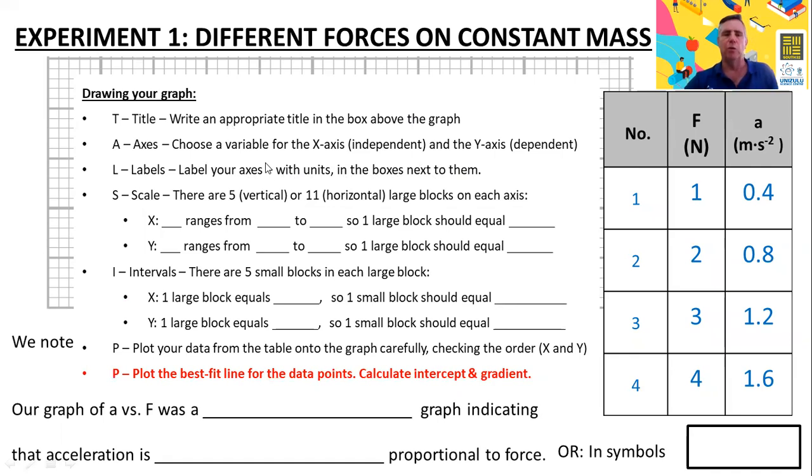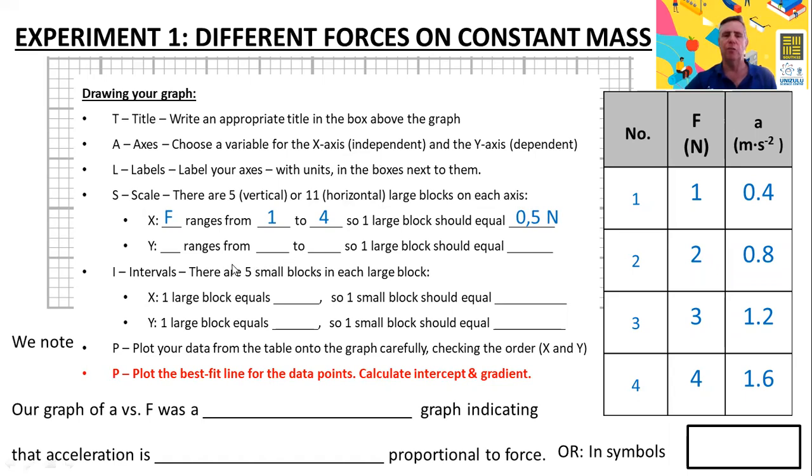And then what usually causes problems for pupils is the idea of scale. Let's start off with acceleration, which is on the vertical side of the graph. There are 5 large blocks on that vertical axis, and there are 11 large blocks on the horizontal axis. Let's start with the x-axis. We have force, ranging from 1 to 4 newtons. If we make one large block equal to 0.5, it'll go from 0 to 1 to 2 to 3 to 4 newtons. We want to use up as much of the graph paper as possible.